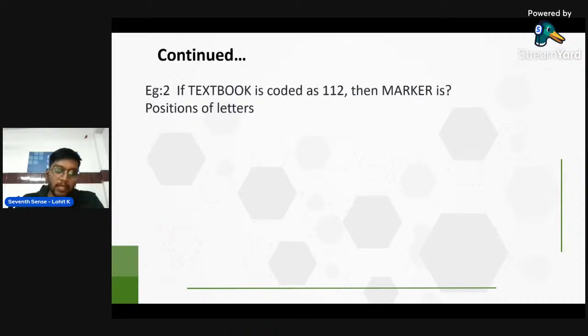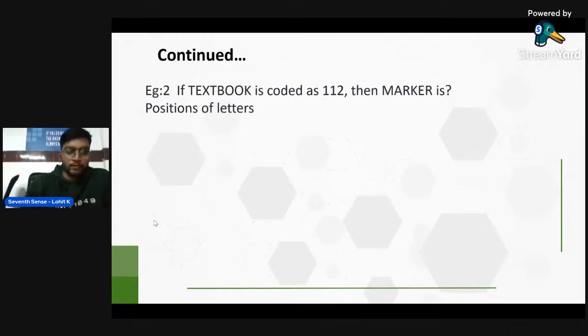Now tell me the answer for this. Now one new thing they have used here. This is also a number coding, but the thing is they have used some new pattern here. So what could be the answer for this? They have written textbook as 112. Okay, so what is the answer for marker here?